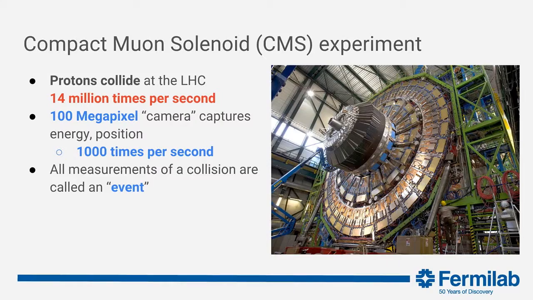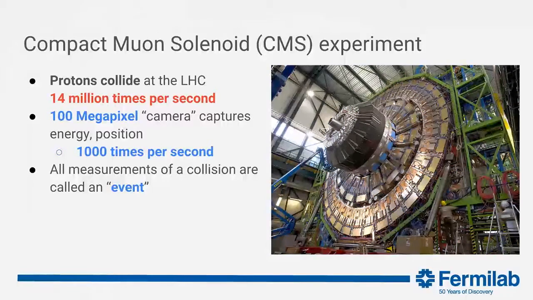Okay, so the CMS experiment. This is the CMS experiment. It stands for compact muon solenoid. I know compact seems strange in this context, but what happens? So we have protons colliding 14 million times per second, and this is essentially a really large camera that takes pictures.